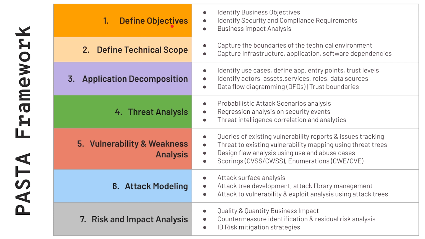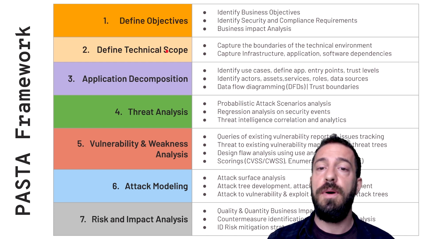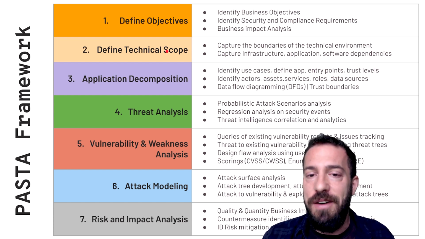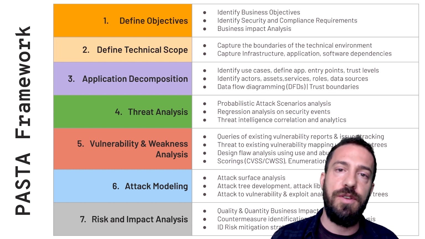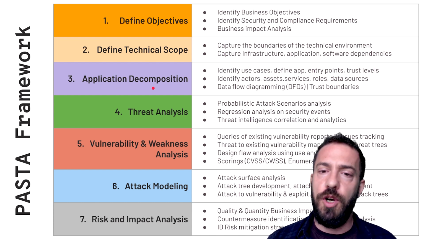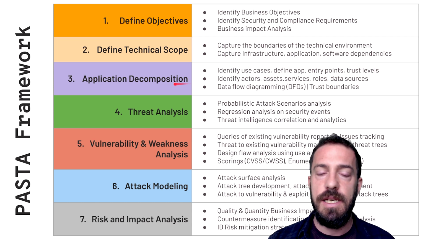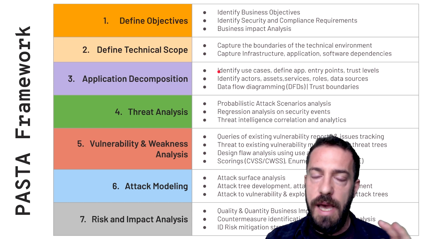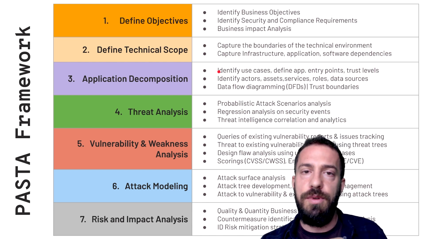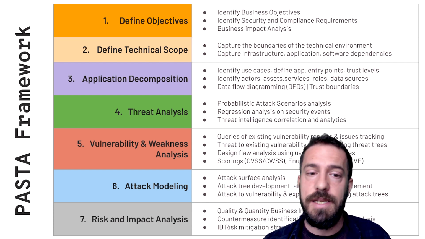What are we trying to do with the threat modeling? And then the technical scope: what are the boundaries of the technical environment, and what do we have in it? What is the infrastructure, application, and software dependencies in the system? We'll move on to the composition of the application, use cases, actors, assets, services. So we're trying to create some kind of a data flow and find the trust boundaries, what do we trust more, less. Then the threat actors: nation states, cyber criminals, insider attacks.